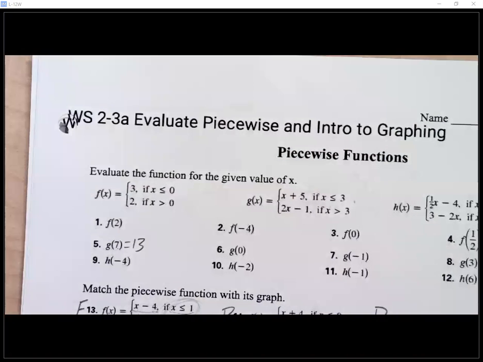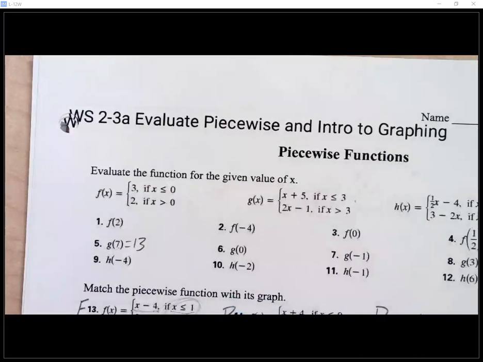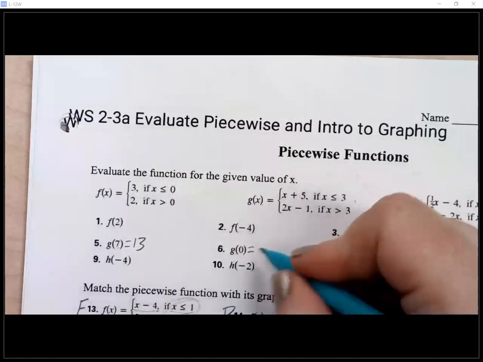G of 0. Jimmy, you have an answer? Yeah. Oh, I thought you were raising your hand. No, yeah. Oh, okay, go ahead. What is it? It is 5. Did you guys get it?